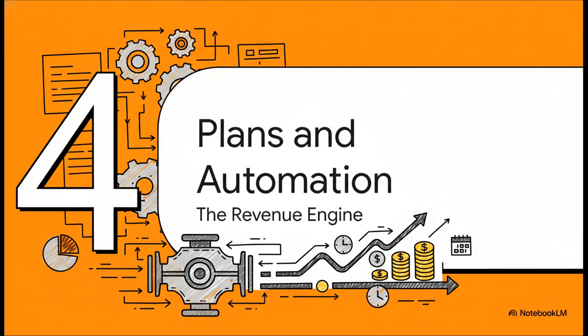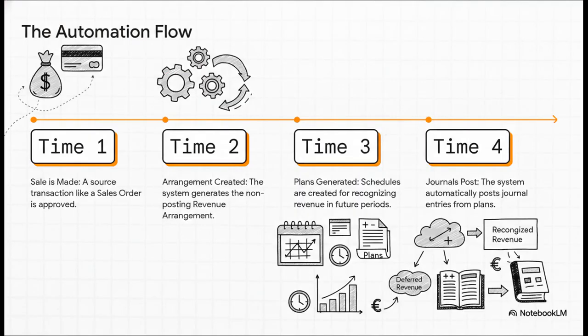Okay, so the blueprint is set. The plan is perfect. Now it's time to fire up the engine. This is the part where ARM takes that perfectly allocated arrangement and just starts doing the work, scheduling and posting the actual revenue over time all on its own. And this automation flow is just so logical when you see it laid out. First, the sale happens. Then the arrangement gets created. From that arrangement, the system generates revenue plans, and these plans are basically just the schedules that tell the system exactly when to post the journal entries that move money from your deferred revenue account into your actual recognized revenue.